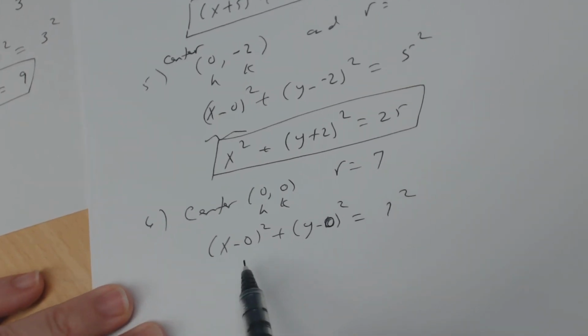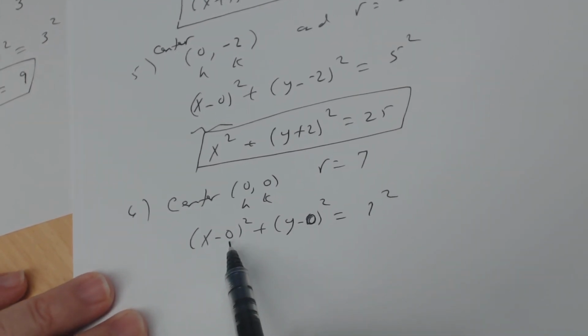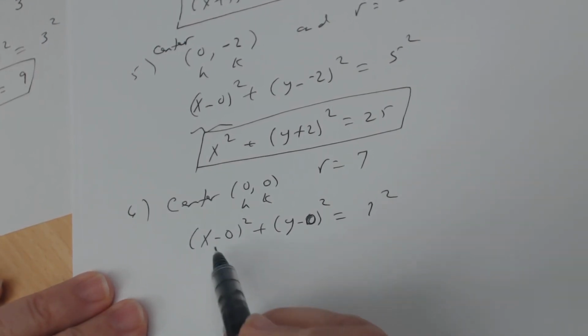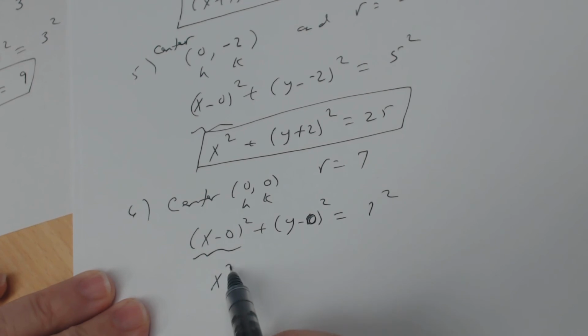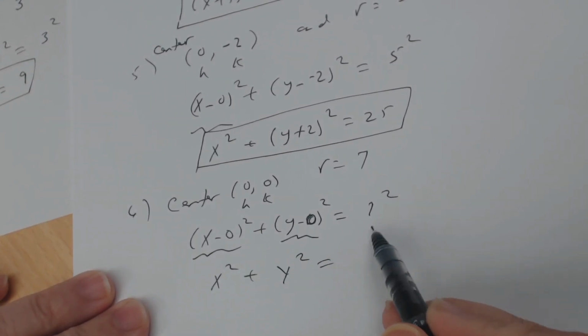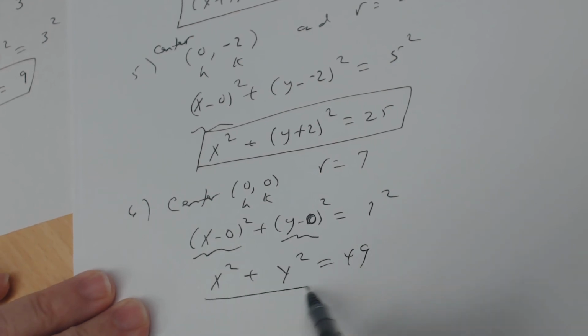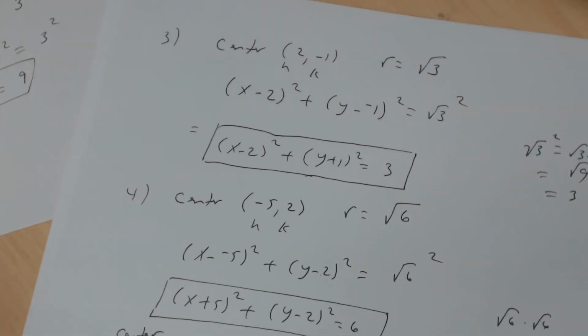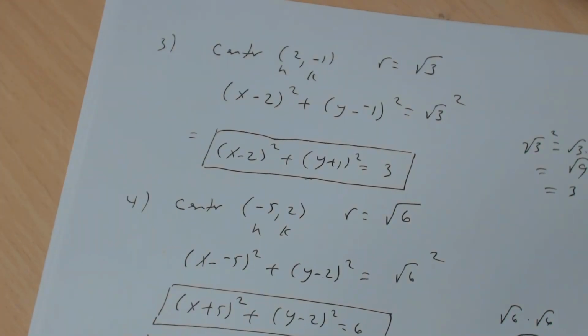And again, you have to know that x subtract 0 is just x. You have to know that y subtract 0 is just y. So this right here is just x squared. This right here is just y squared equal, and then 49. And so there's your answer. Okay, all right, so that's going to take care of that part.